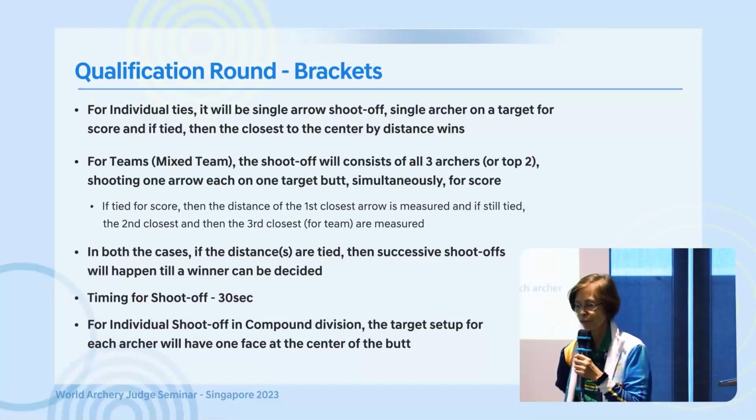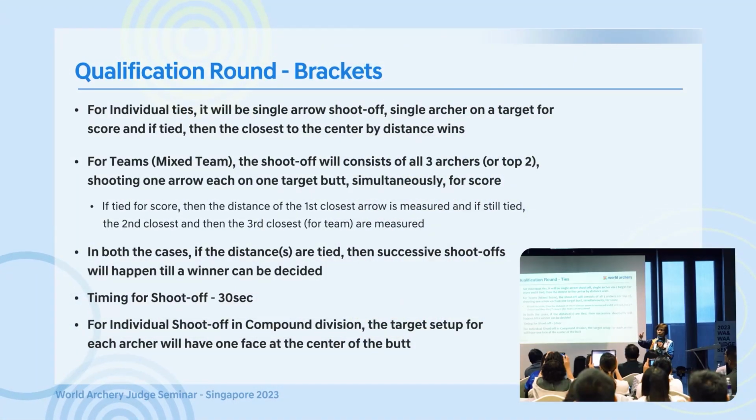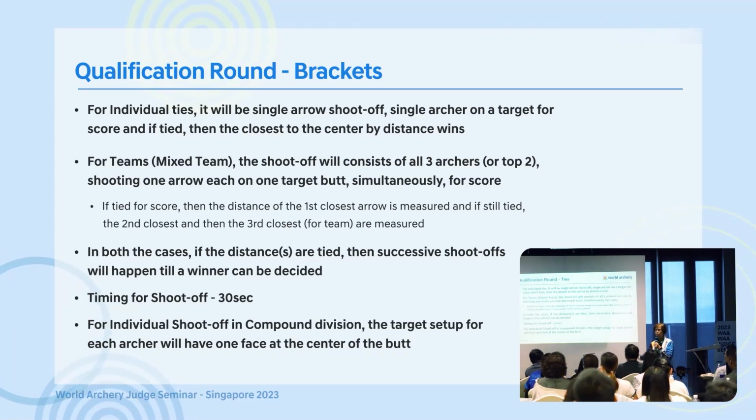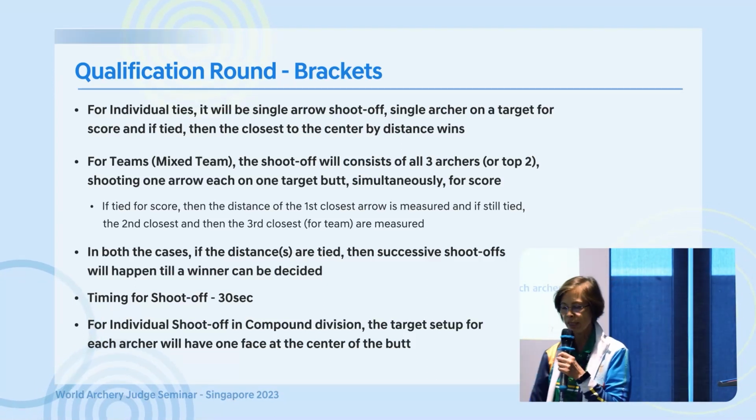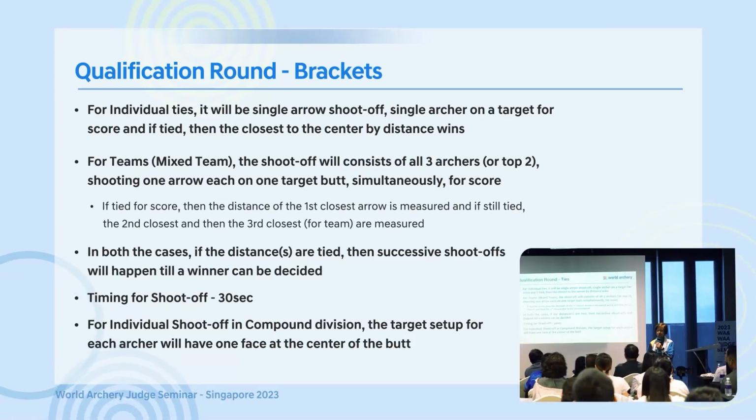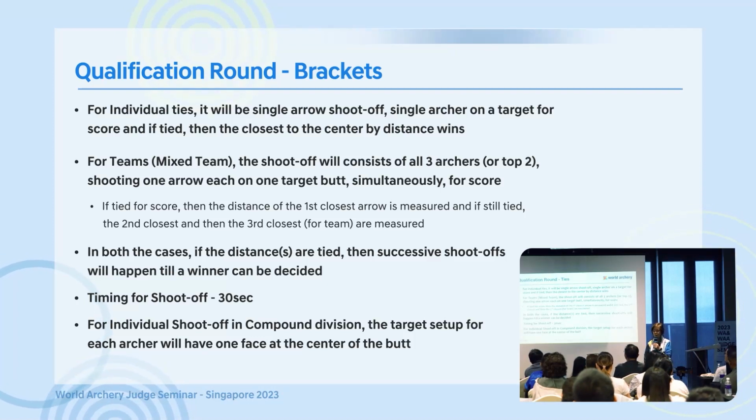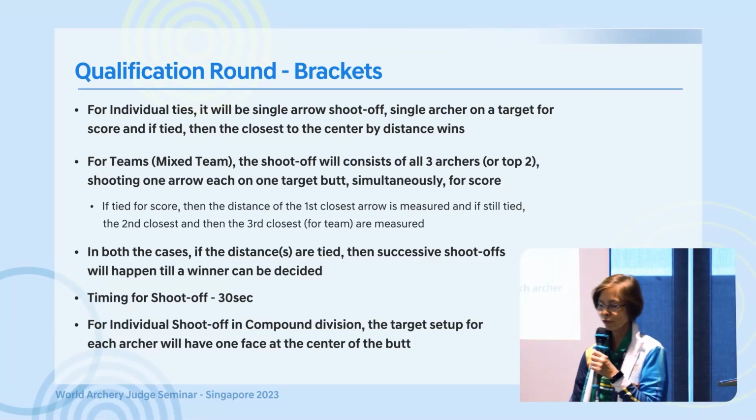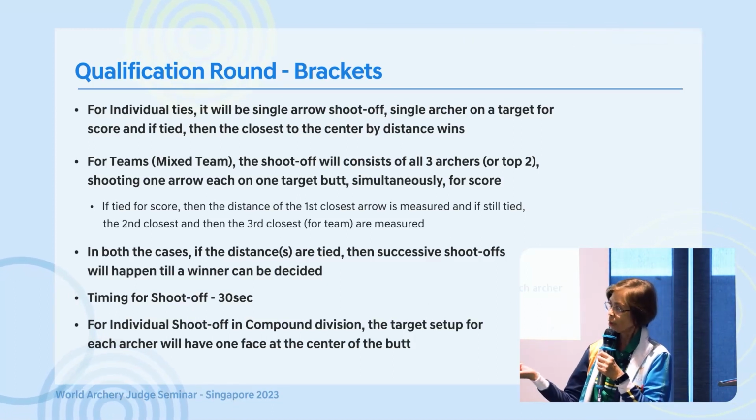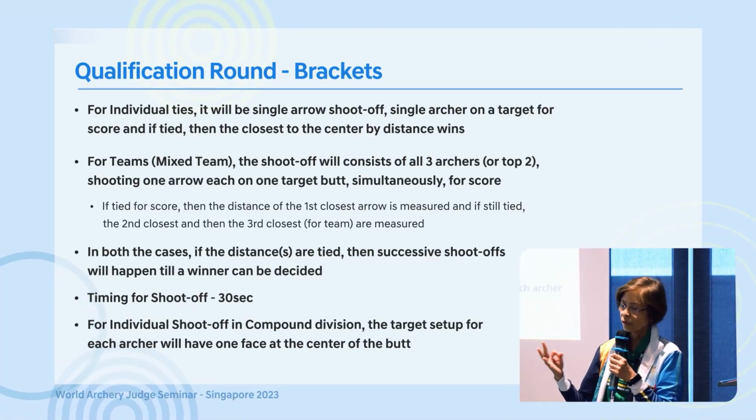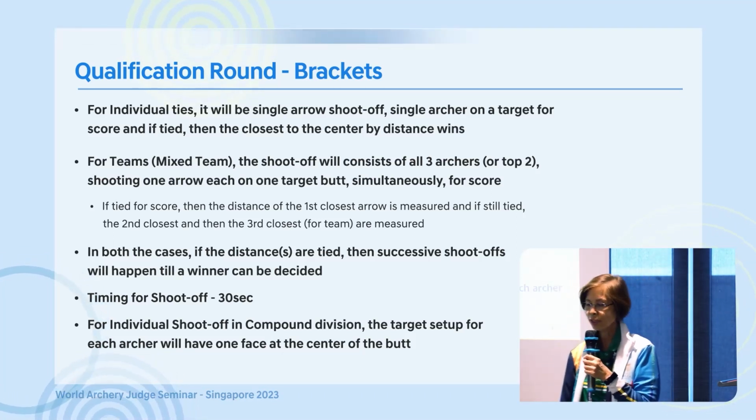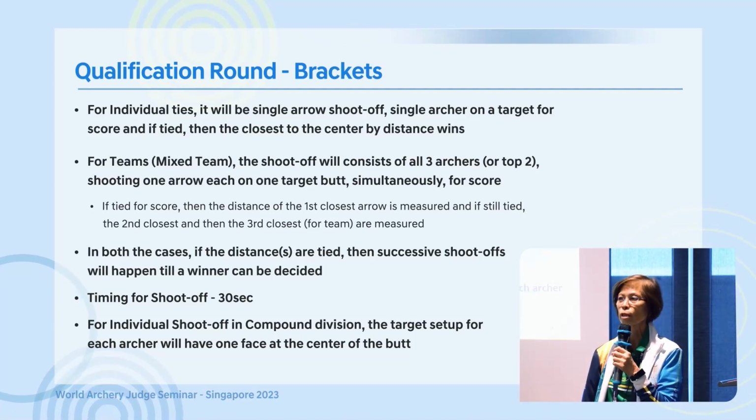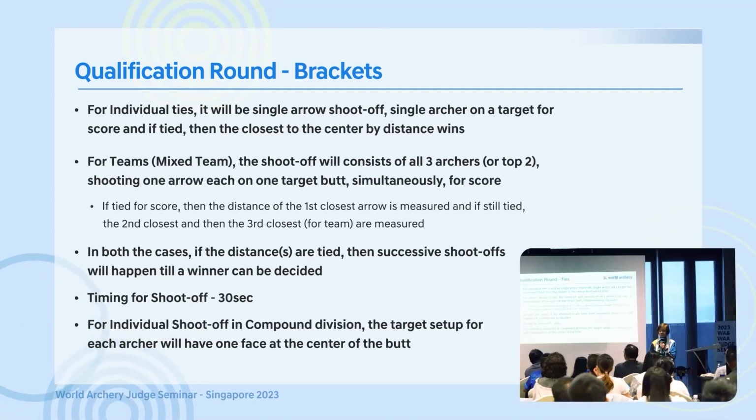For individual ties, it will be one single arrow shoot off on a target in the middle of the field on neutral targets. What does neutral mean? Okay, none of the archers use those targets so that none of them have an advantage. For teams, of course, 3 archers. For mixed, the top 2, shooting 1 arrow each on 1 target butt, simultaneously for score. 30 seconds.